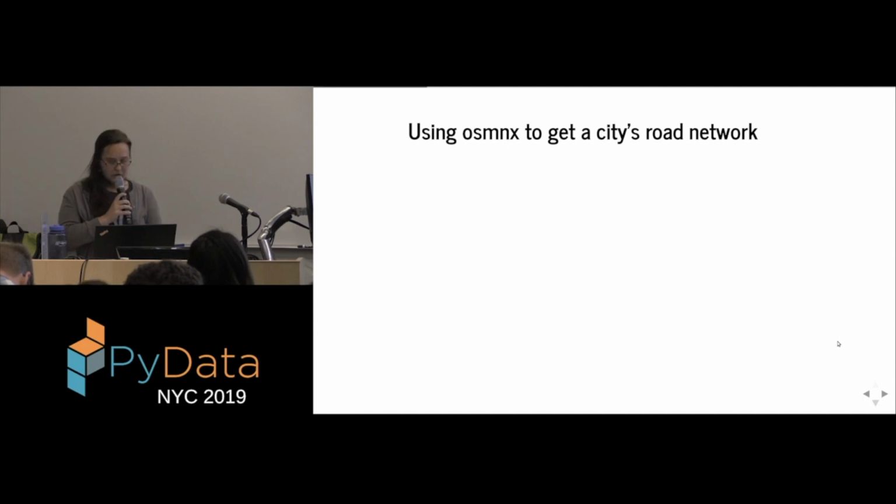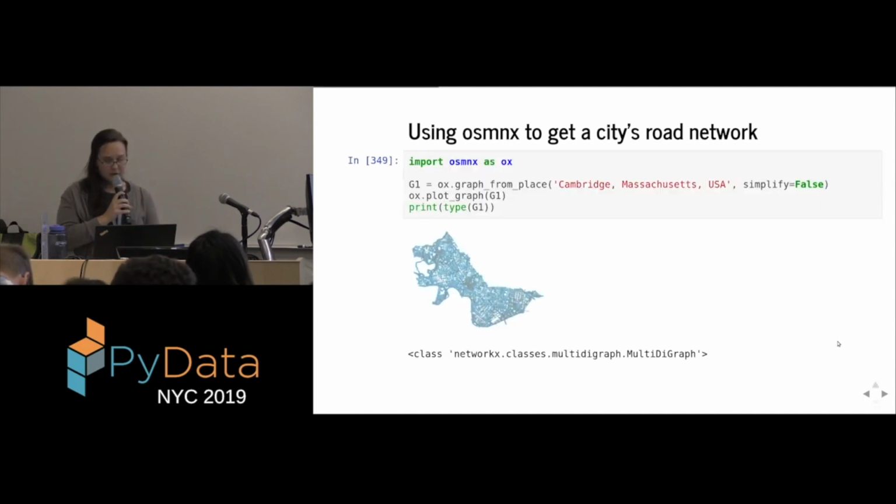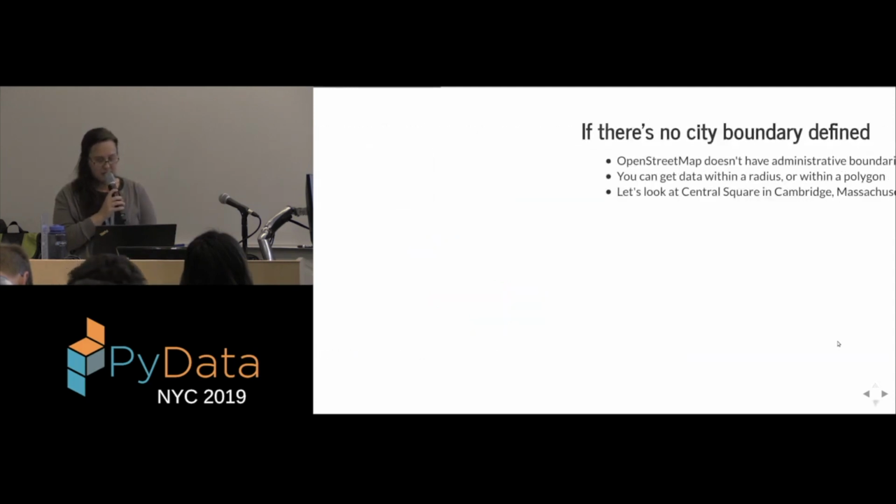So if you want to use OpenStreetMap or OSMnx to get a city's road network from OpenStreetMap, it's pretty straightforward. You just import it, and you can do something like graph from place with Cambridge, and then you can plot the graph. And so this is the road network for Cambridge, and it's pretty easy to do.